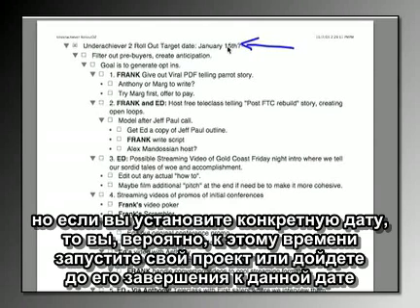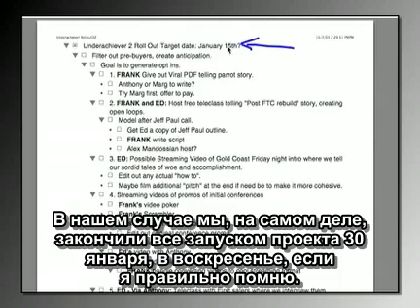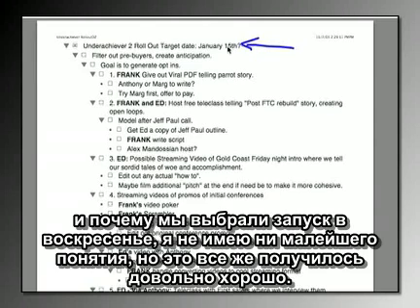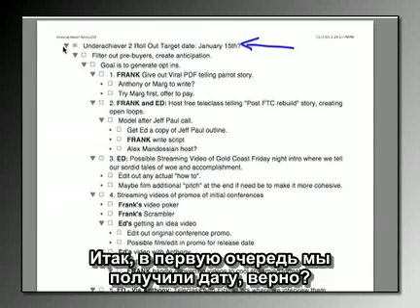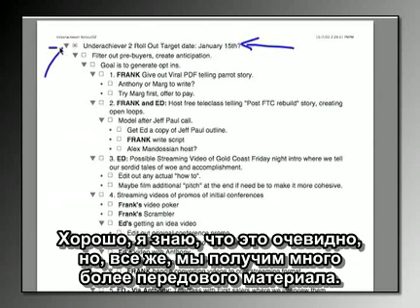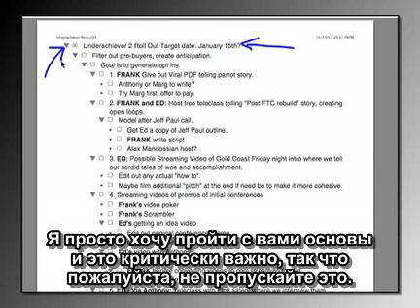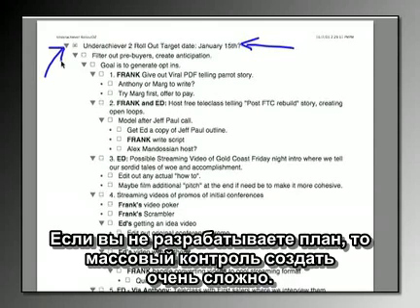In our case, we actually ended up launching on the 30th of January, which was a Sunday, if I remember correctly. Why we chose to launch on a Sunday, I have no idea, but it still worked out pretty good. So the first thing we did was get a date, right? I know this is obvious, but we're going to get into a lot more advanced stuff. I just want to cover the basics with you, and this is critically important, so please don't skip over this. It's really hard to do mass control stuff right if you don't plan.